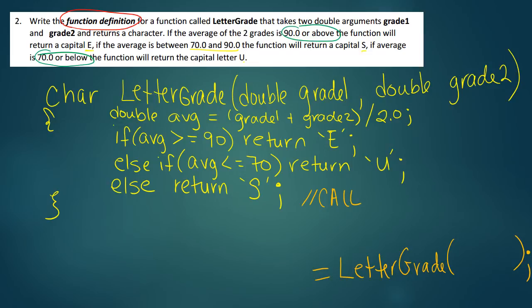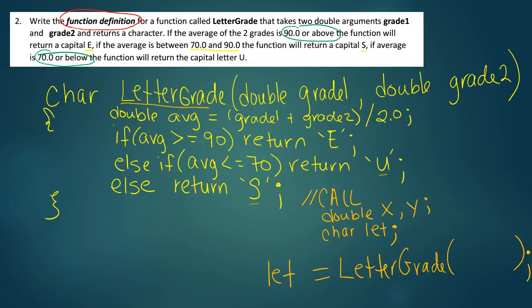In order to call this function, I need to have 2 doubles. So I have double, I can, for purpose of a test, I can just declare X and Y, and I need to have a character. All right, so the letter grade function, it takes 2 doubles and it returns a character. Now the character that's getting returned from letter grade is going to be assigned that character. So when letter grade gets called, if letter grade returns an E, that E would be assigned to let. If letter grade returns a U, that U would be assigned to let. Or if letter grade returns an S, that would be assigned to let.